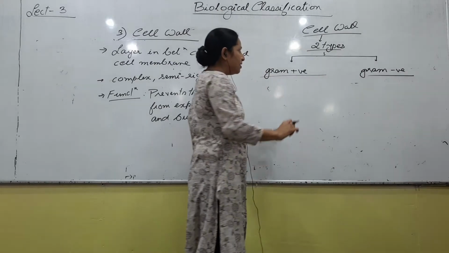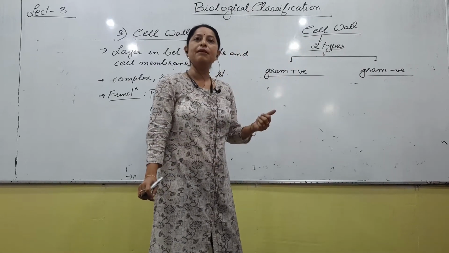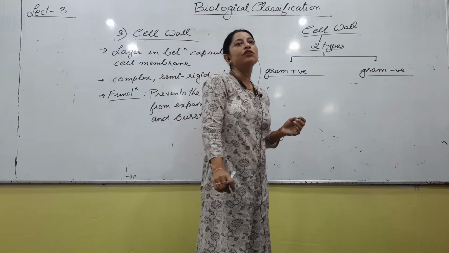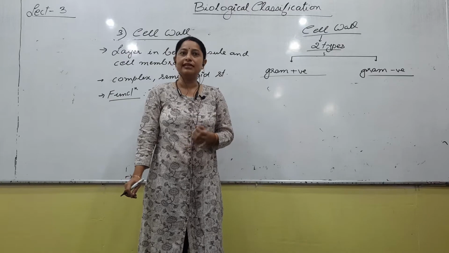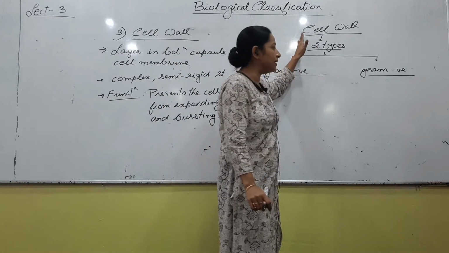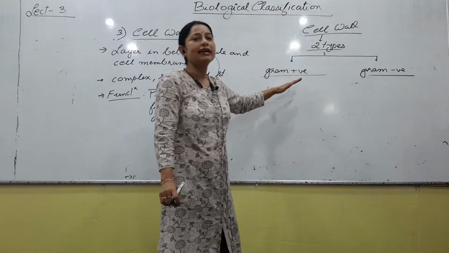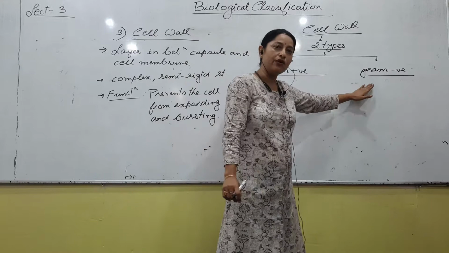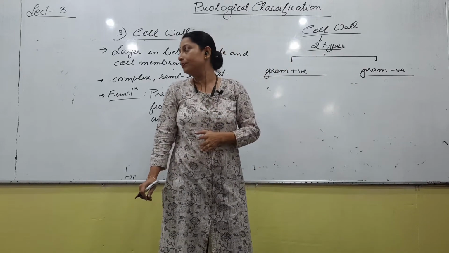Talking about the cell wall of bacteria, the first word that we remember is obviously peptidoglycan, just as the cell wall of plants is made up of cellulose, and for fungi we remember chitin. Similarly, for bacteria the first word that comes to mind is peptidoglycan. It would be present in both, but the amount of peptidoglycan in both cases would vary.